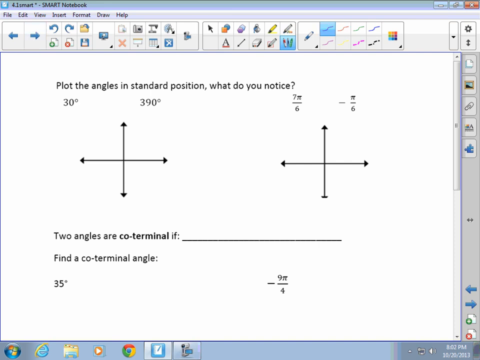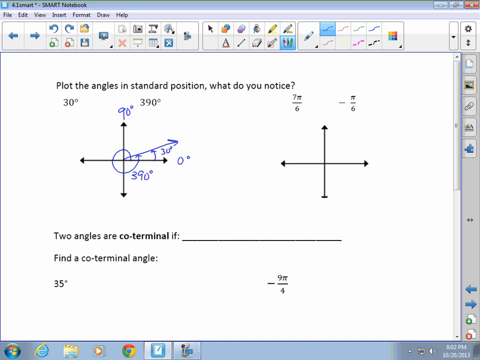So the next example says, plot the angles in standard position. What do you notice? Okay, so 30 degrees, I know from here to here is 90 degrees. So 30 degrees is 1/3 of the way, so about there. That's 30 degrees. 390 degrees means that I would have to start here, go all the way around, and that would give me 360. And then I have to do another 30 degrees, which puts me to there.